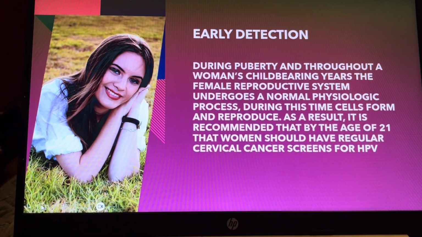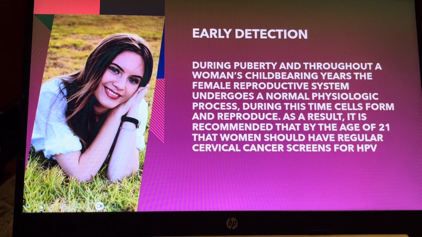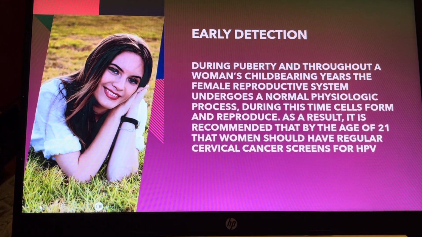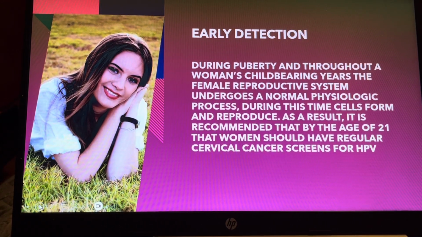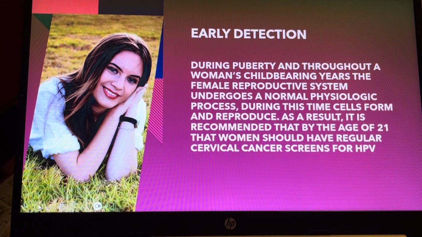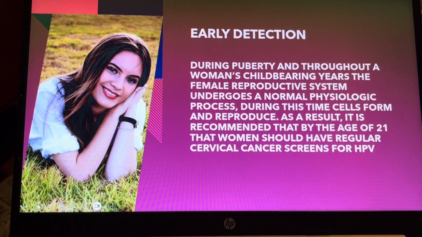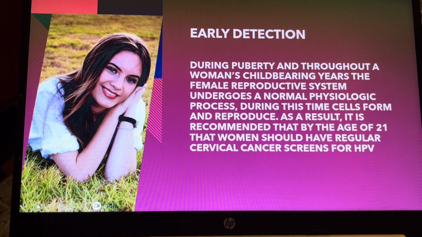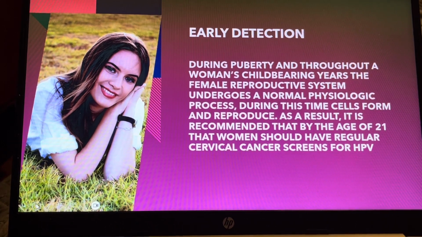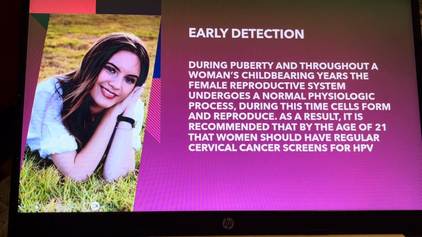In early detection, during puberty and throughout a woman's childbearing years, the female reproductive system undergoes a normal physiological process. During this time, cells form and reproduce. As a result, it is recommended that by the age of 21, women should have regular cervical cancer screenings for HPV.